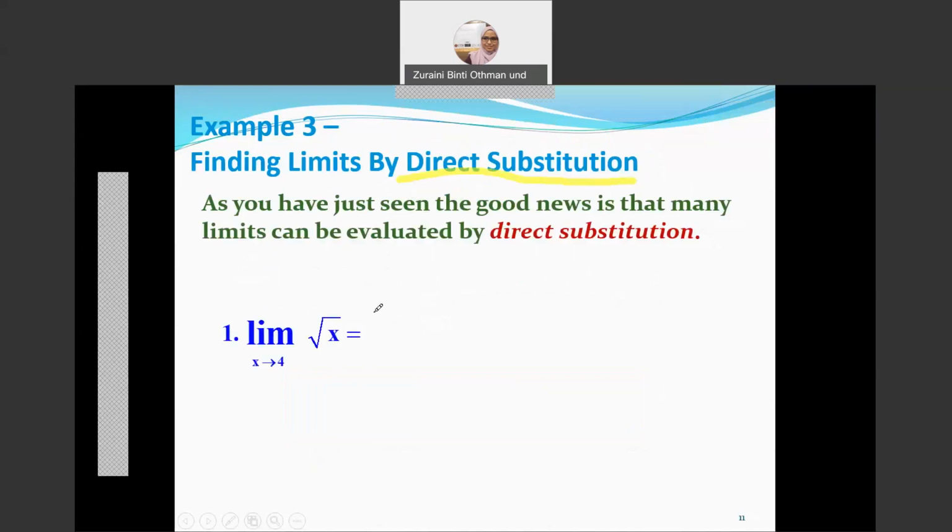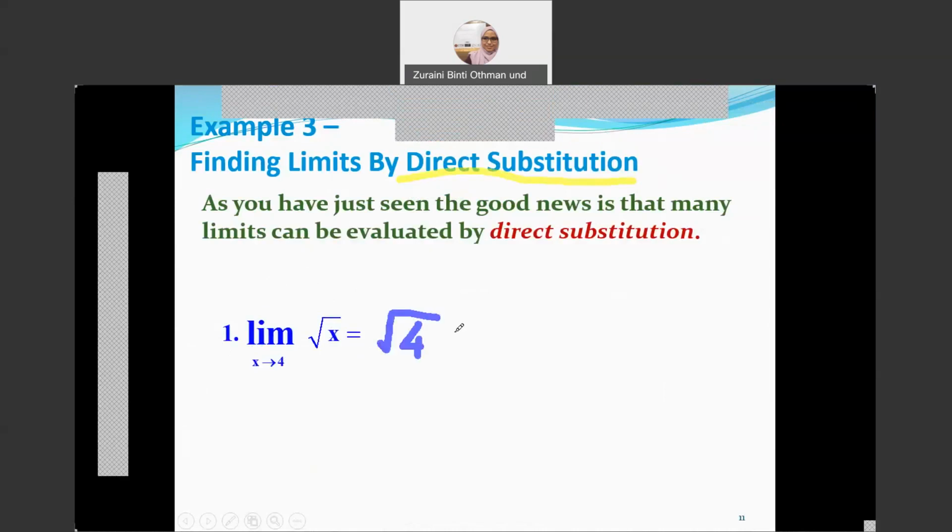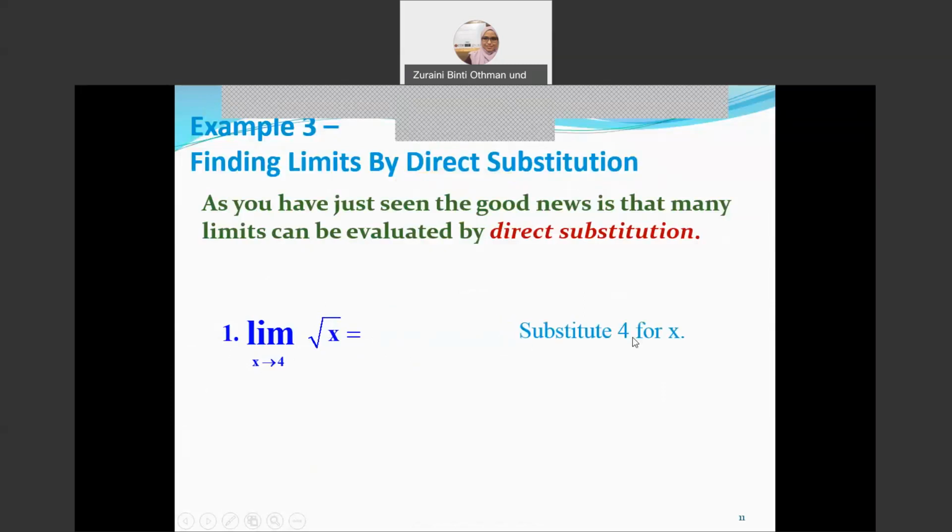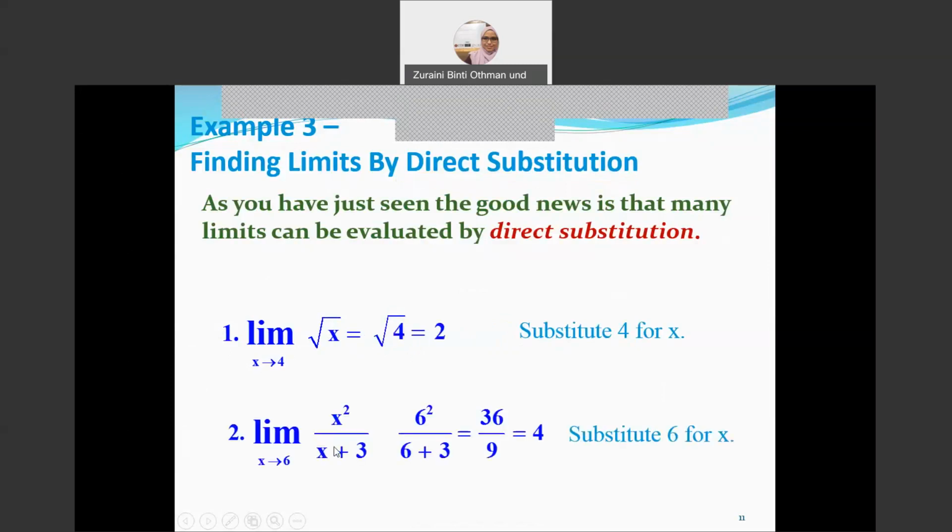Okay, here if we do a direct substitution, we get that, okay, this is what? Limit x approaching to 4, which is square root of 4. Okay, limit dia, substitute dia x dengan 4, kita dapat 2. Okay, for this, we substitute x with 6, then we get the final answer is 4.